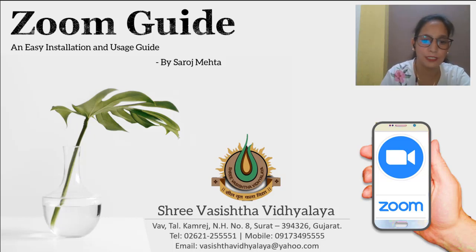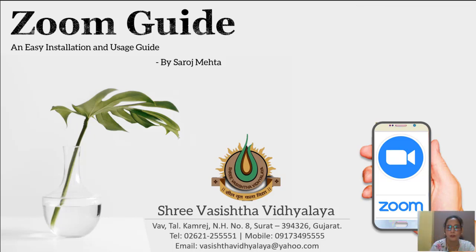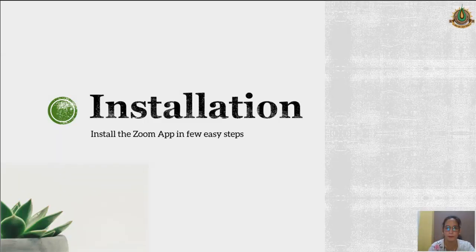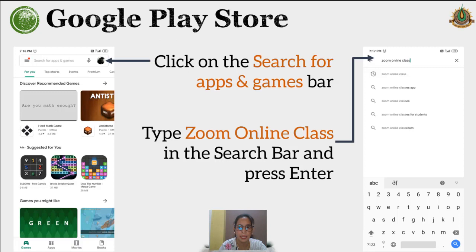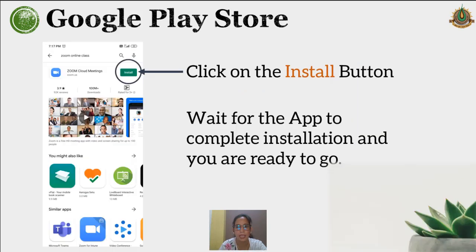So let's begin with the installation process, how to install the Zoom application on your mobile phone. Students, being just another application, it is as easy as installing a game on your mobile phone. So first of all, start by clicking on the Play Store icon on your mobile phone, and in the search bar type Zoom online class or Zoom cloud meeting. And as shown here, simply click on the install button and wait for the app to install on your mobile phone.